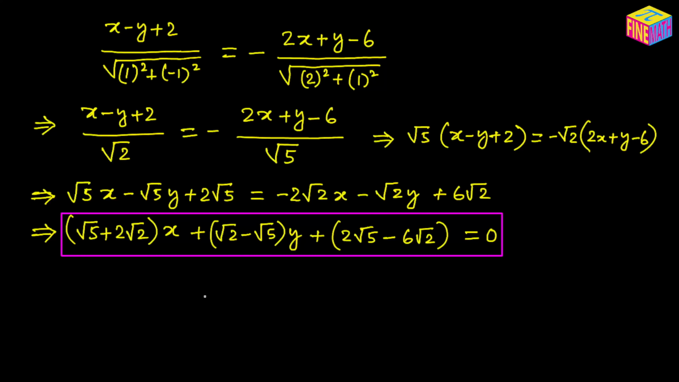Though this equation looks a bit crazy, if you think about it, this pretty much looks like an equation which is some constant times x plus some constant times y plus some other constant equals 0. So this is actually an equation of a straight line, and this is the equation of the angle bisector, the bisector of the angle that contains the point Q.